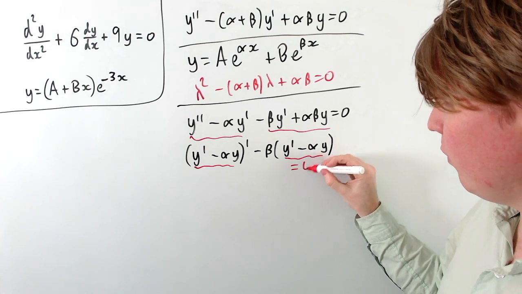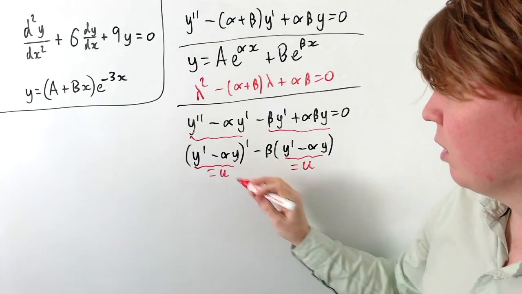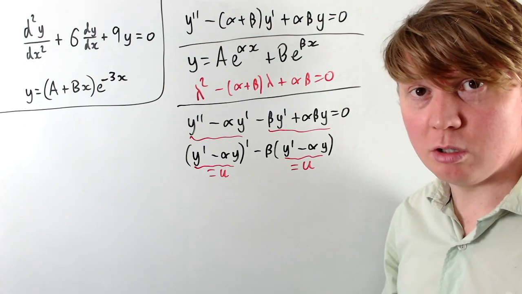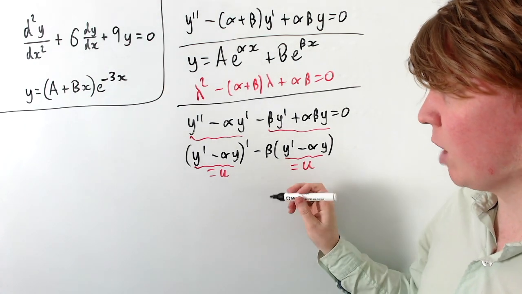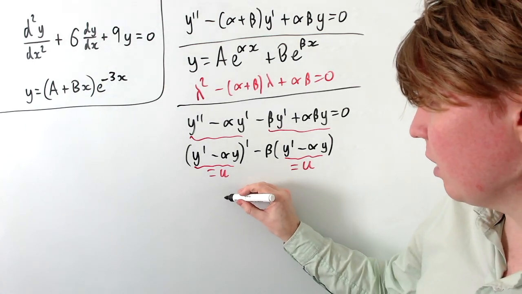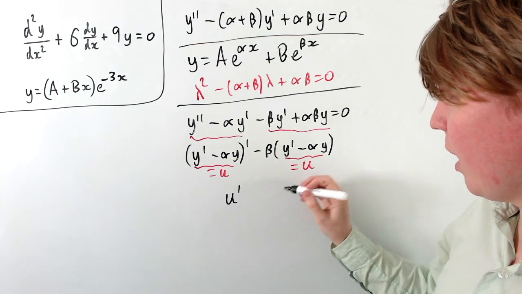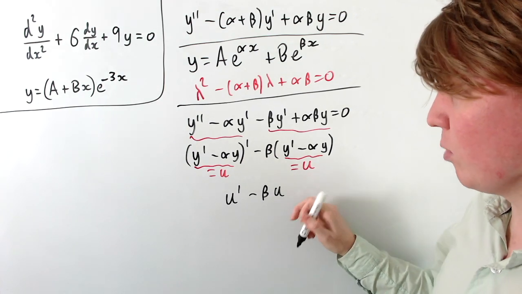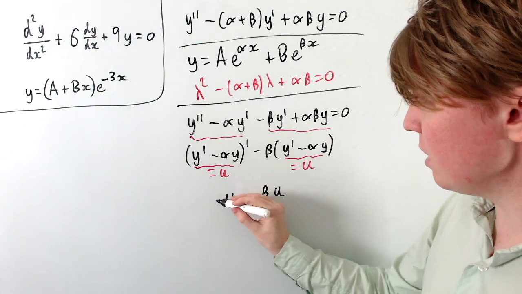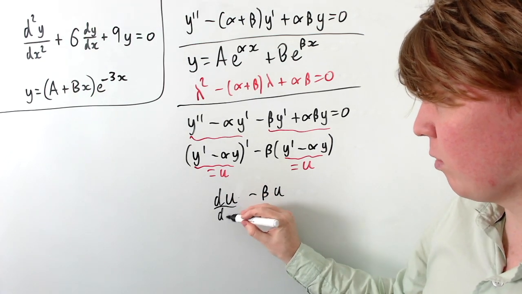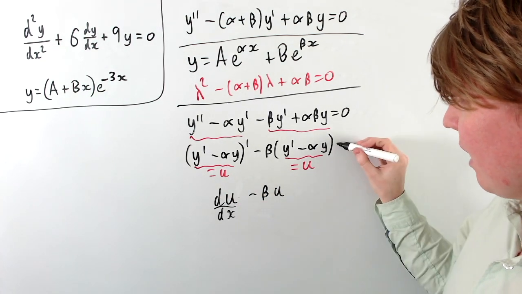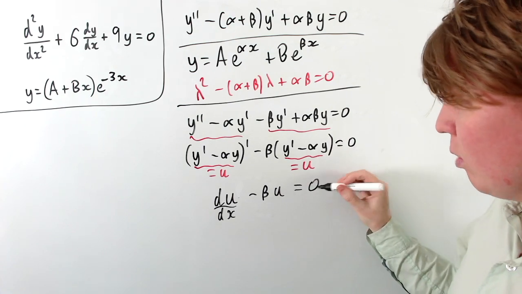And can you see we've got the same expression inside the brackets there, our y prime minus alpha y in each of those. So if we define this, let's call this u for a substitution. So we introduce a new variable u, which is y prime minus alpha y, then the expression becomes u prime minus beta times u. And remember, u prime just means du dx. So this is all differentiating with respect to x, and this is all still just equal to 0.